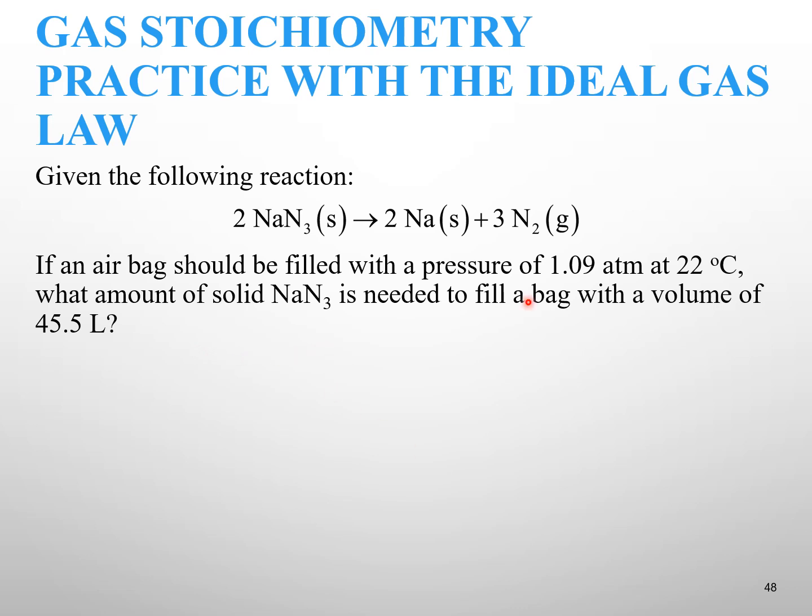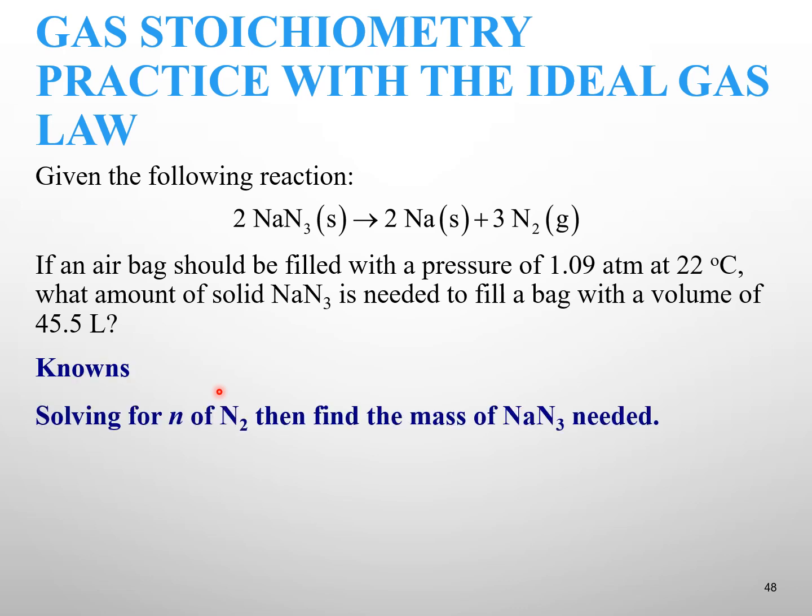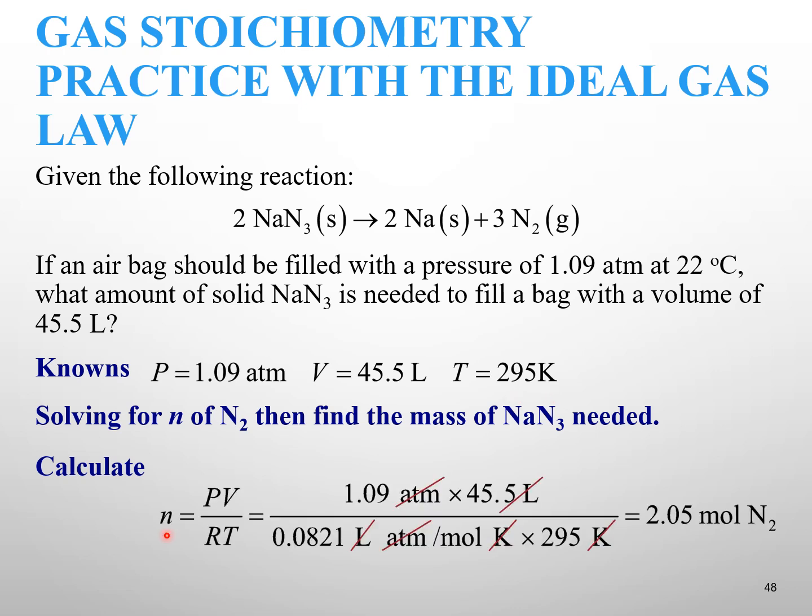And once you get a number of moles, that's the number of moles of N2. Then you go back and see how much NaN3 you need. So you find N2, nitrogen gas, first. Our pressure is 1.09, that's given. Volume is given. 295 Kelvin is the temperature. Then calculate the number of moles of N2 using PV divided by RT. So this is just the ideal gas law.